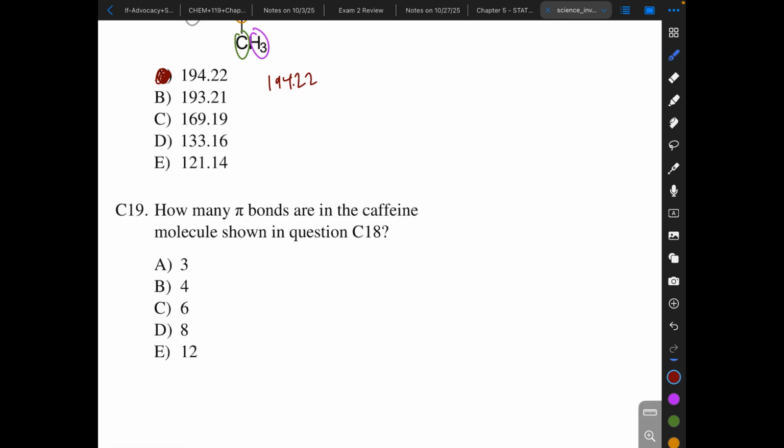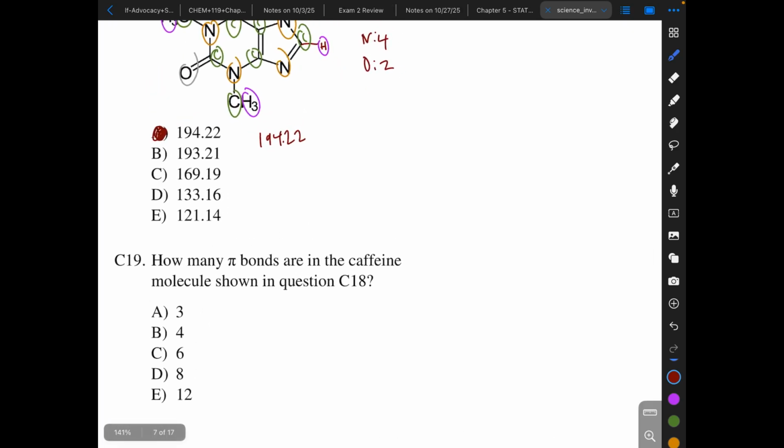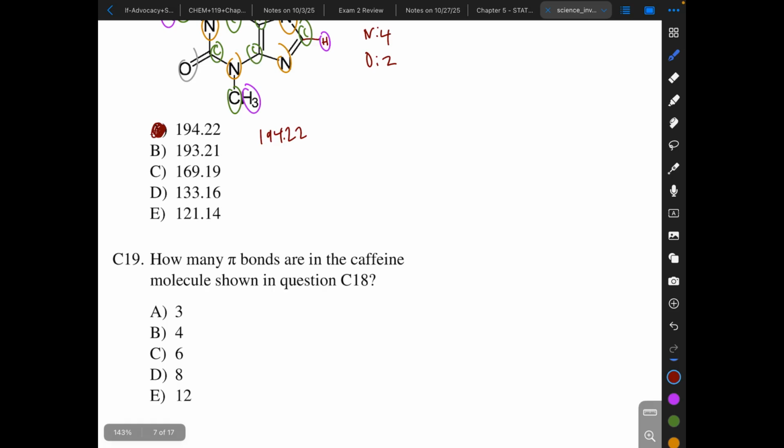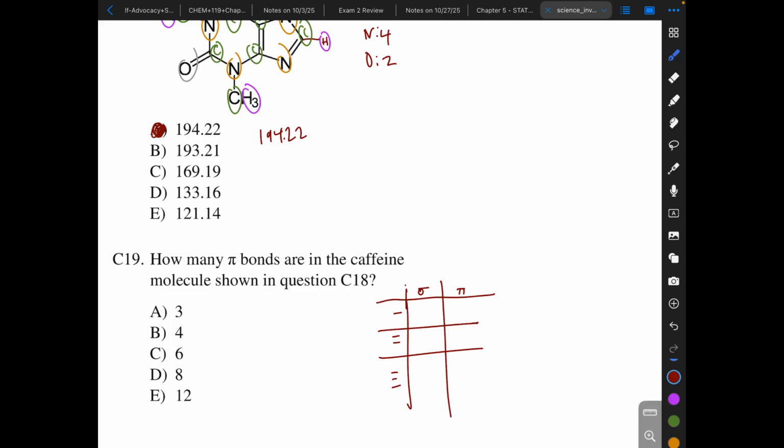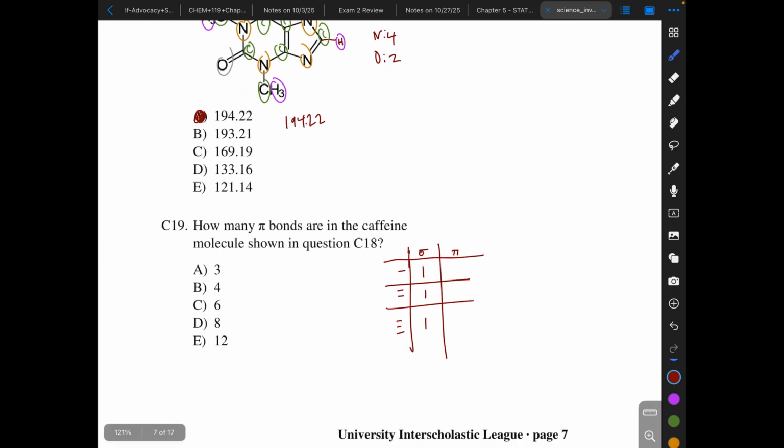For 19, we're asked to find how many pi bonds are in the caffeine molecule shown. So, what are pi bonds actually? We have the 3 different types of bonds, single, double, and triple, right? And we have 2 different categories, sigma bonds and pi bonds. So every bond has 1 sigma bond. For example, a single bond will have 1 sigma bond, a double bond will have 1 sigma bond, a triple bond will have 1 sigma bond, and this will extend for any type of bond.